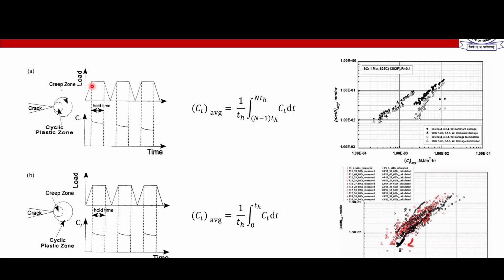So you load it and you are doing it at elevated temperature where time dependent strain will happen. Okay. So creep will happen. So the loading also takes some time, right? And in that period of time, there will be creep strain also. So you can do it in a triangular way.